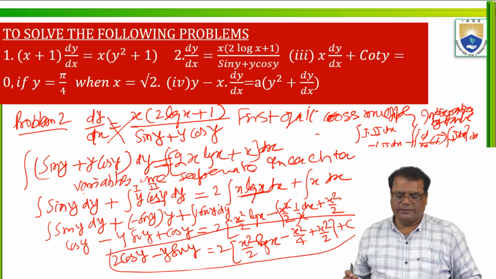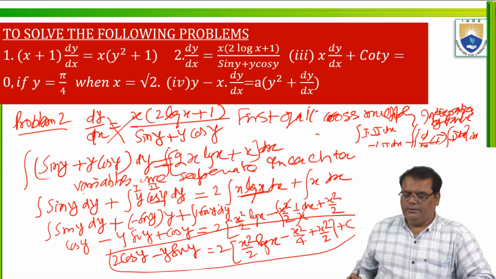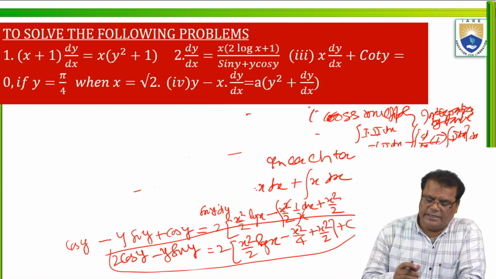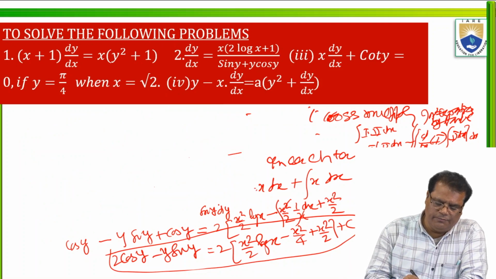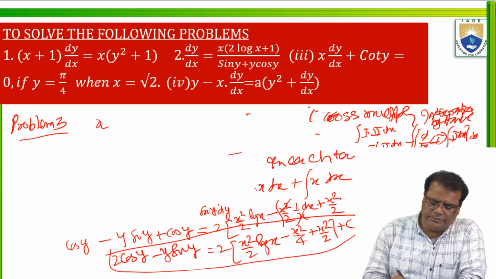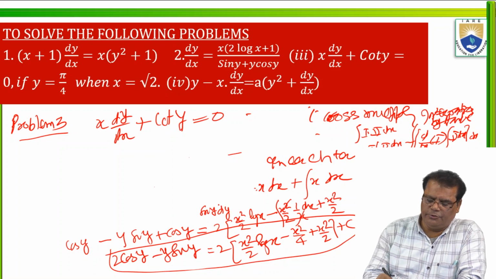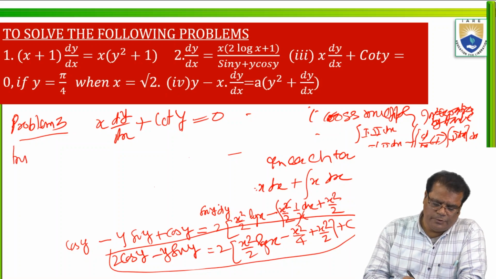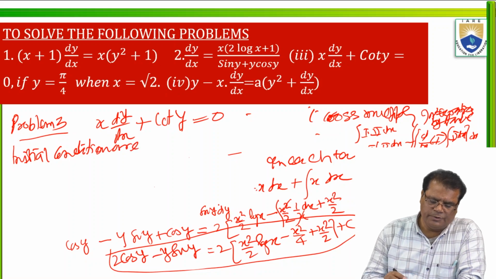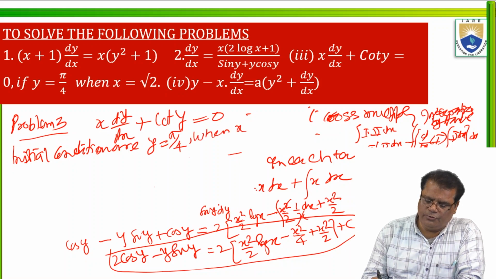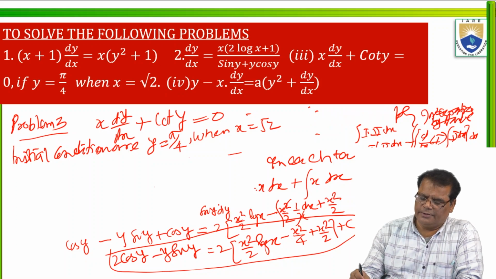So this is the third method. Next is problem 3: x dy/dx plus cot y equals 0. The initial conditions are y equal to pi by 4 when x equal to root 2. These are the initial conditions given in this question.